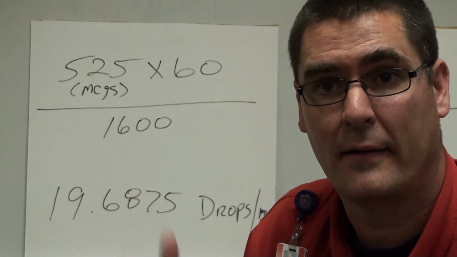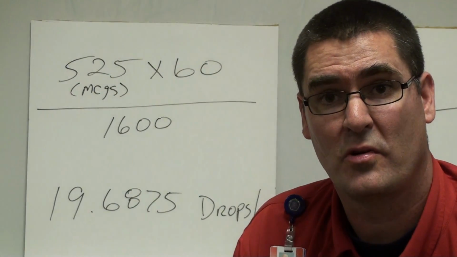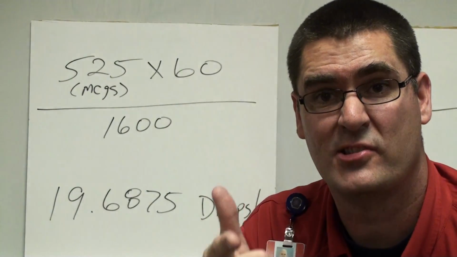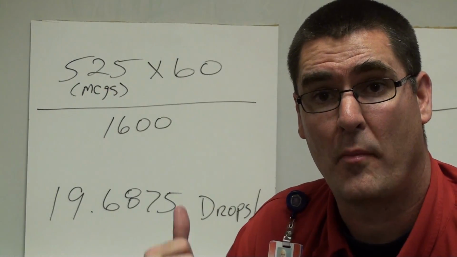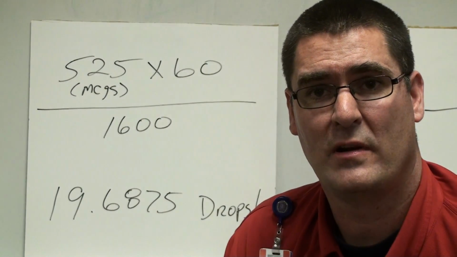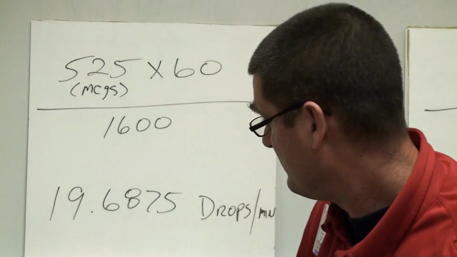This is what it looks like. 525 micrograms, this is what we're going to do per minute, times my drip set, which is a what? Yep, a 60. Divided by our micrograms per milliliter, which is 1,600. So 525 times 60 divided by 1,600. Look what it is.